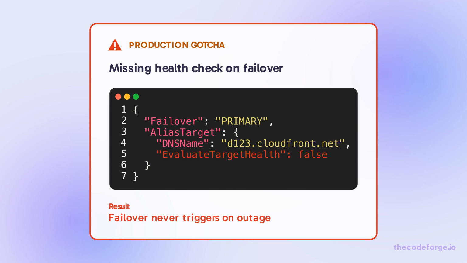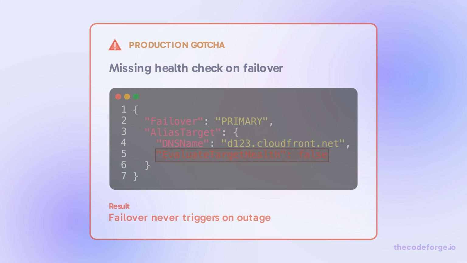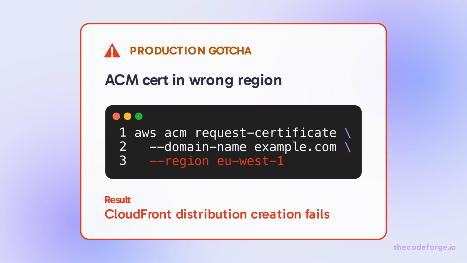If evaluate target health is false, Route 53 ignores health checks. Your primary can be down, but traffic keeps going to it. Always set it to true. Certificate Manager certificates for CloudFront must be in us-east-1. Requesting in any other region causes a cryptic error.